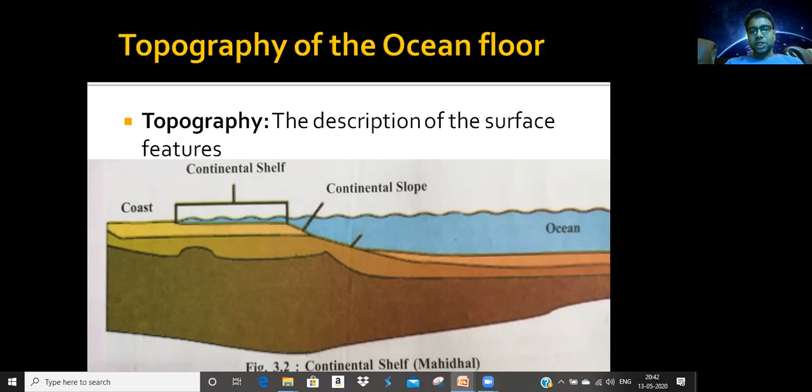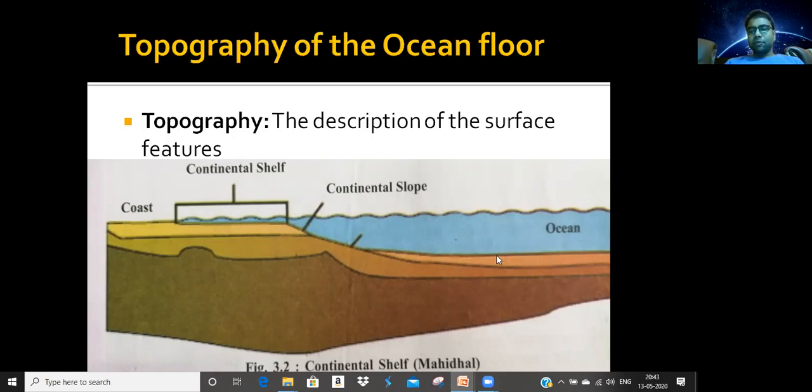After the continental shelf, we have got a relatively deeper part known as the continental slope. From here, the ocean slopes downward, and this part is known as the continental slope. It is a relatively deeper part. The average depth is about 2000 meters. Then you have got the ocean bed, the floor of the ocean.